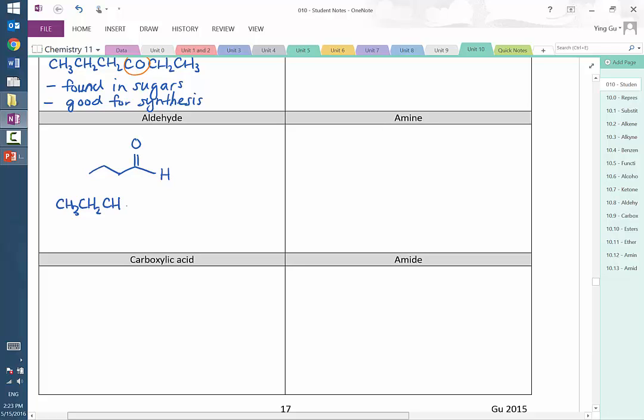looks something like this: CH2, CH2, C, O, then H, or sometimes you will find them looking like this. CH2, CH2, CHO. So the structure you're looking for to classify a compound as an aldehyde is this group right here. It will look like a COH at the end of a condensed structure, or CHO. Some properties, not a lot of properties to take a note of. It's just that they are also good for synthesis.